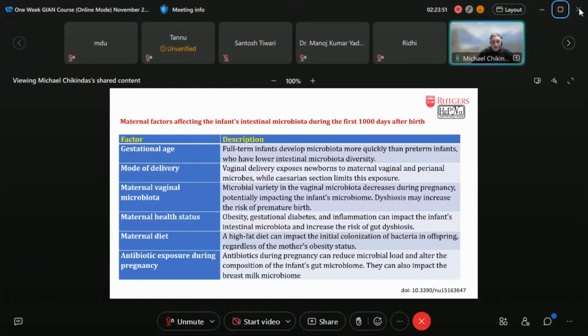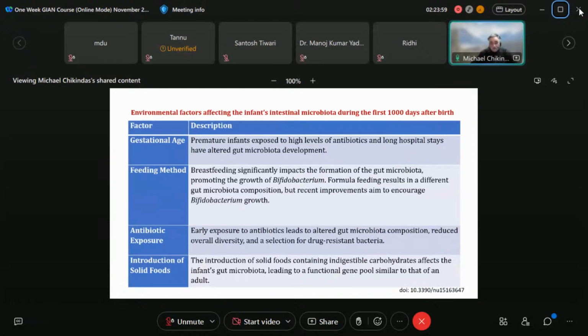Factors affecting the infants. Yeah, it's still jumping, not repeating, not circling in the same slide as it happened before. Good to know.